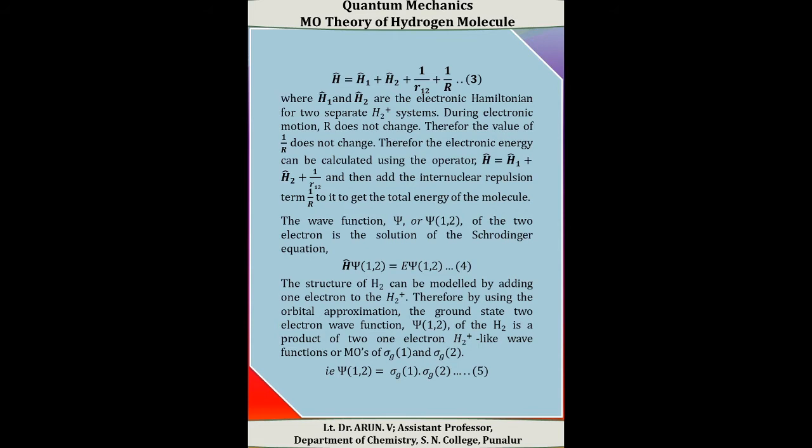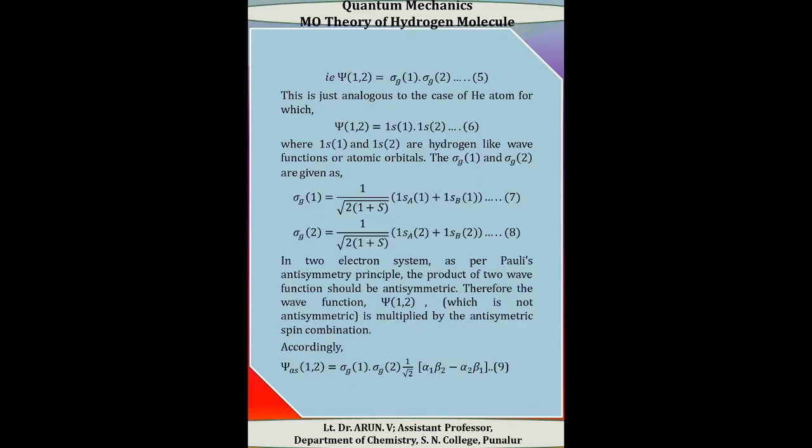or two H2 plus like wave functions or molecular orbitals of sigma g1 and sigma g2, that is psi12 equals sigma g1 sigma g2. This is analogous to the case of helium atom. In the case of helium atom, psi12 equals 1s1 into 1s2, where 1s1 and 1s2 are hydrogen-like wave functions or atomic orbitals.